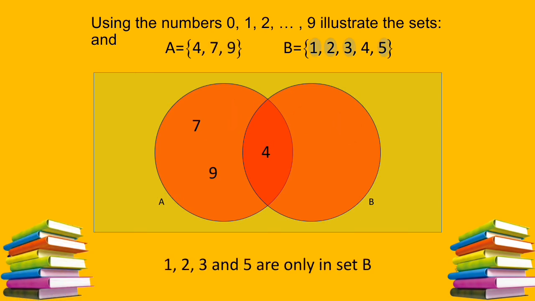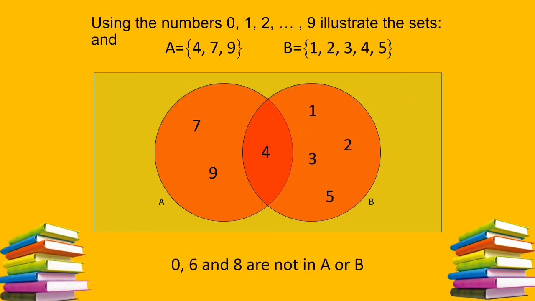Then 1, 2, 3, 4, 5. 4 is already written in the overlapping area, while 1, 2, 3, 5 are only in set B, so they will be written here. And the remaining numbers, 0, 6 and 8, will be written in the universal set.